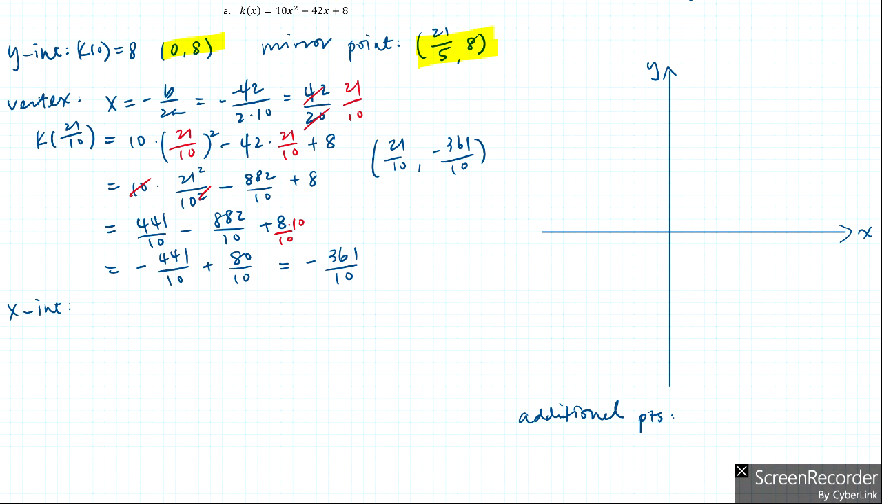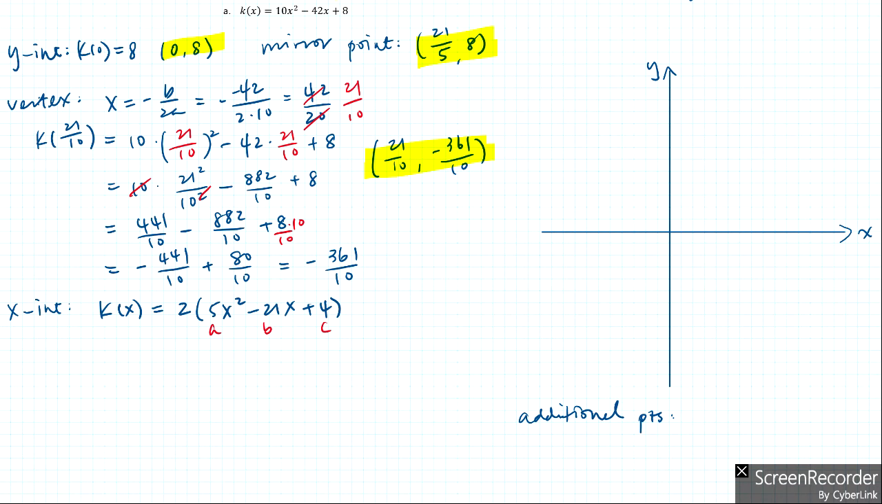And once we have this, we can go on to find the x-intercepts. X-intercepts are done through factoring again. When we're doing factoring, make sure you check the GCF first. In this case, we see there's a GCF across the board of 2. That'll make the whole process of finding the factor pair much easier. Once we do this, 5x squared minus 21x plus 4 is what we have left. So now these are our new a, b, and c.